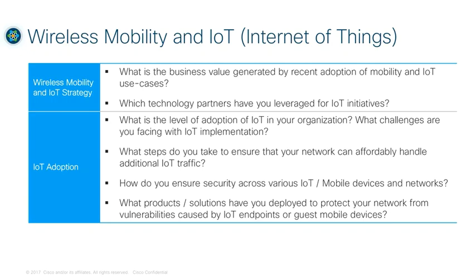What is the level of adoption of IoT in the organization? What challenges are they facing with IoT implementation? And what steps are they taking to ensure that the network can affordably handle IoT traffic? How do they ensure security across various IoT and mobile devices and networks? What products and solutions are they currently using and have deployed to protect their network from the vulnerabilities caused by IoT endpoints or guest mobile devices?